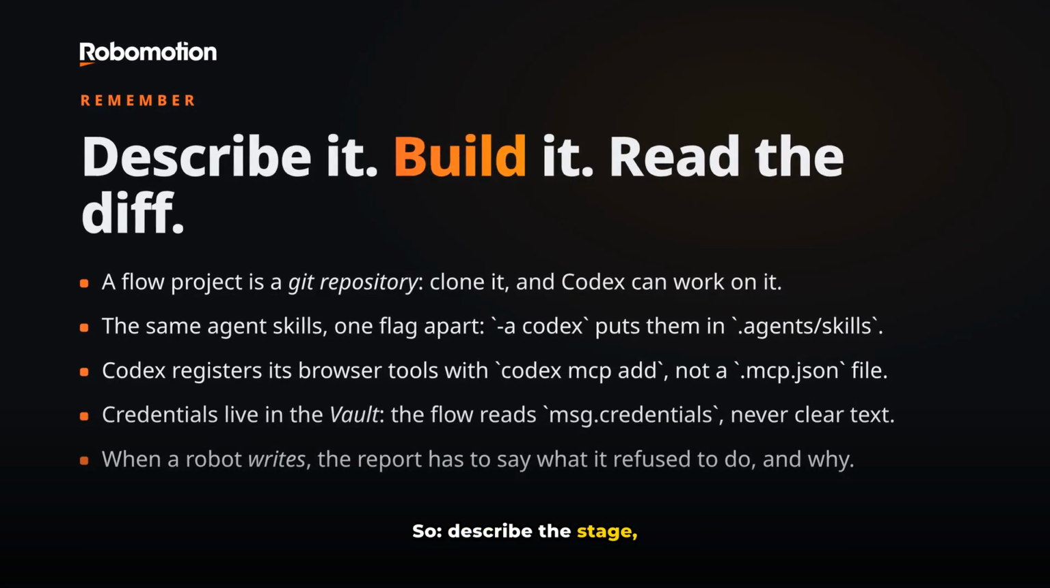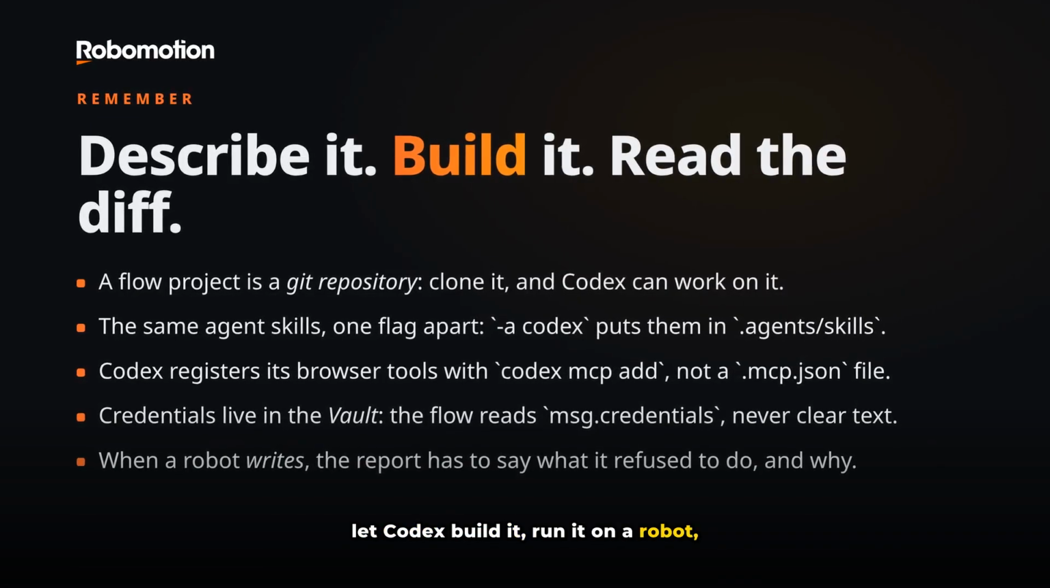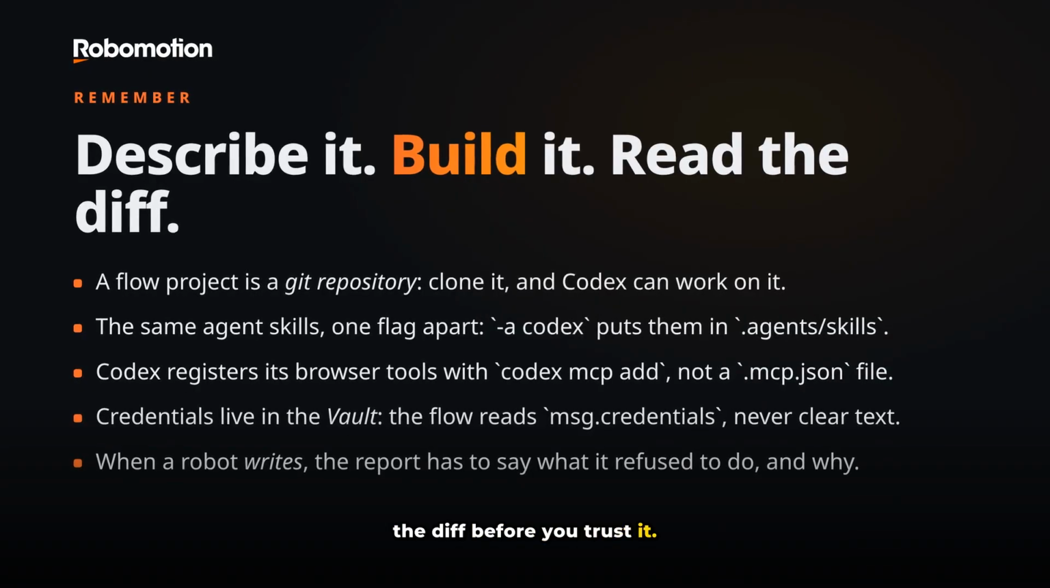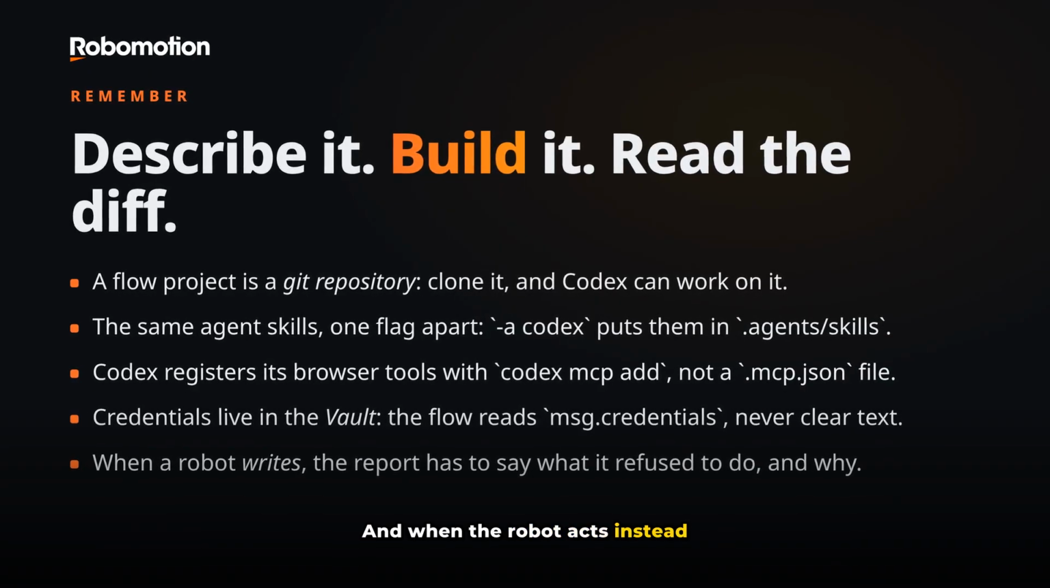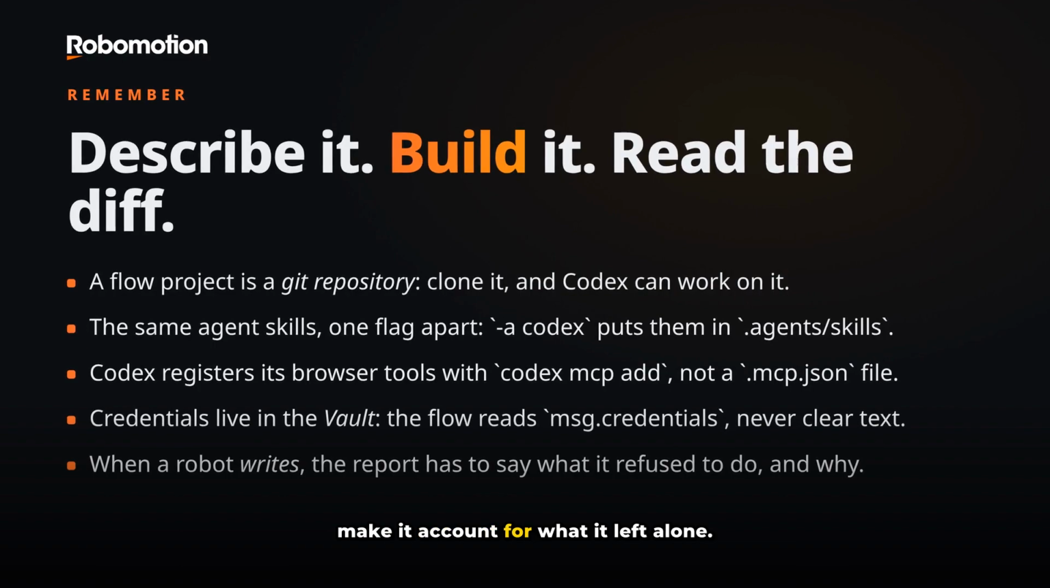So, describe the stage, let Codex build it, run it on a robot, and read the diff before you trust it. And when the robot acts instead of just reading, make it account for what it left alone.